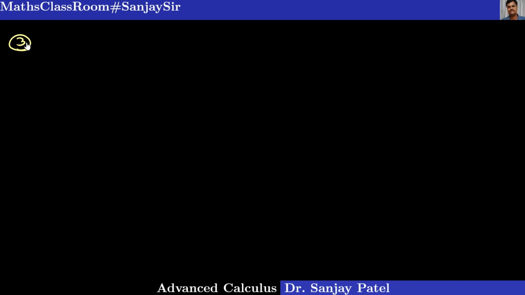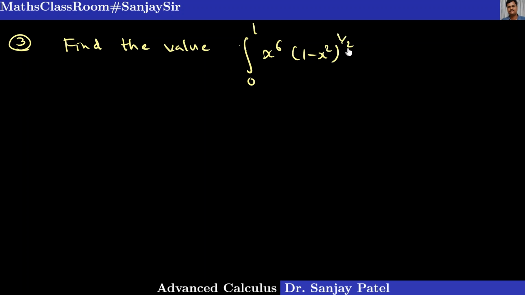Let us find the value of the integral from 0 to 1 of x raised to 6 into (1 minus x square) raised to 1 by 2 dx. Okay.